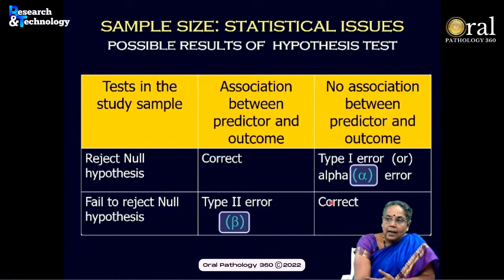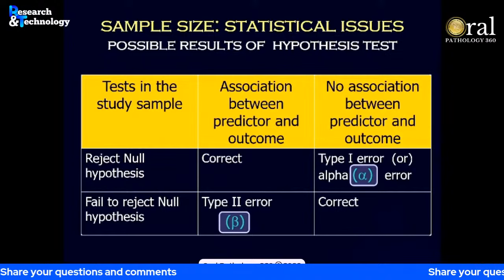Now, suppose I fail to reject the null hypothesis, that is, I accept the null hypothesis, and in reality there is an association between the predictor and the outcome, that is, the probiotics do influence the oral candida, but I'm failing to reject the null hypothesis based on my study result, then I'm committing a type 2 error, which is called beta. So type 2 error is failing to reject the null hypothesis when it is actually false. That is, you accept the null hypothesis. So these are the possible results of a hypothesis test.